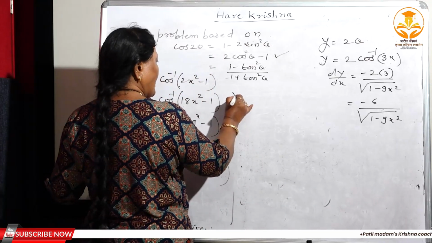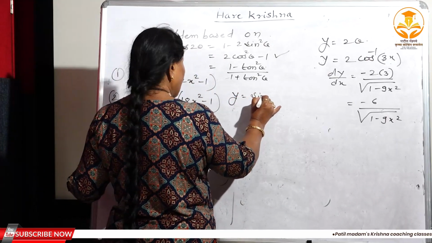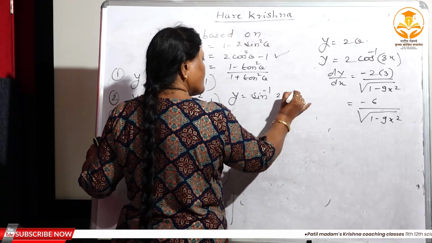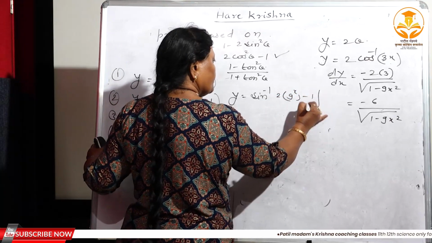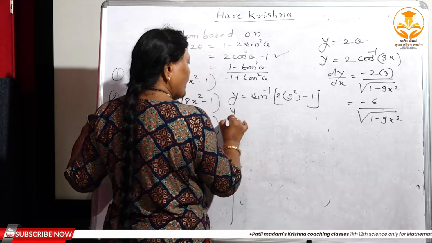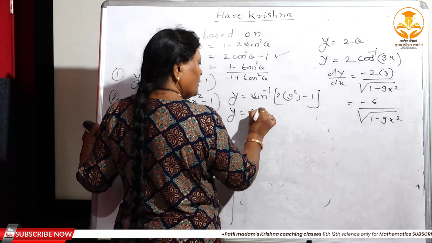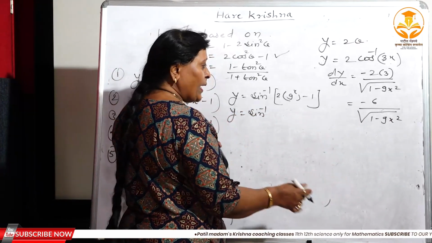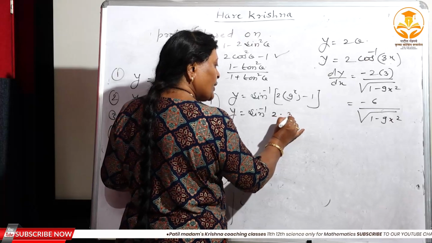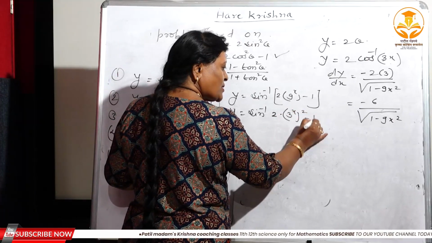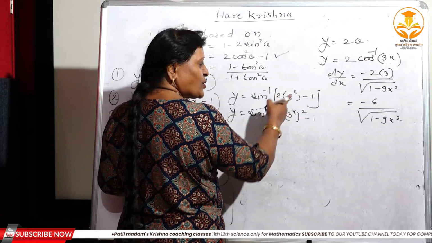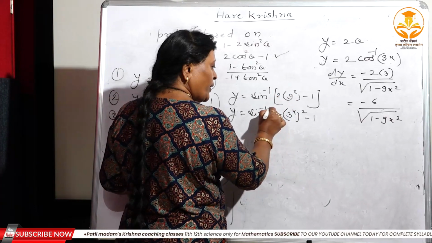Third one, y is equal to sin inverse 2 into 9 raised to x minus 1. 9 raised to x, how will you write this? See, I just told you. Now this you can write as 3 raised to x whole square. 9 raised to x you can write as 3 raised to x whole square.